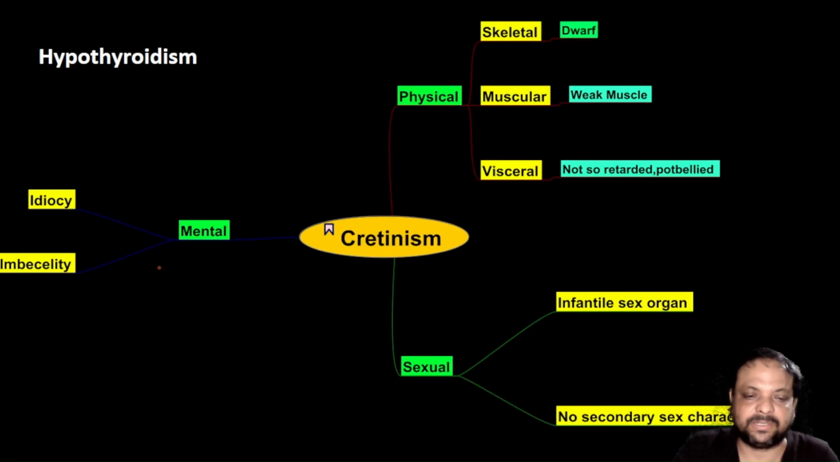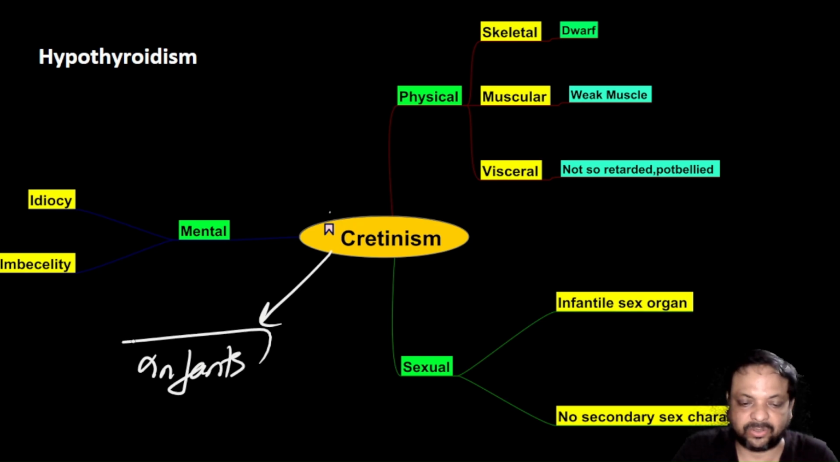Let's discuss first cretinism. So cretinism is a type of hypothyroidism disease. In cretinism, normally, suppose a woman is pregnant, and if that particular female has decreased thyroxine hormone secretion in her body, then the baby so formed will have cretinism. So normally cretinism is a type of disease which is found mostly in infants. It is found in infants or children.